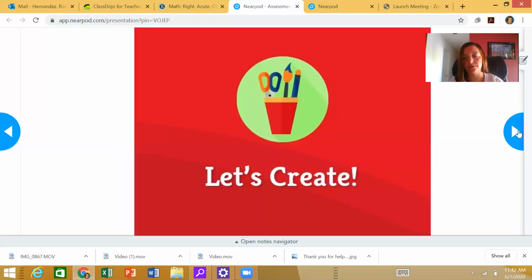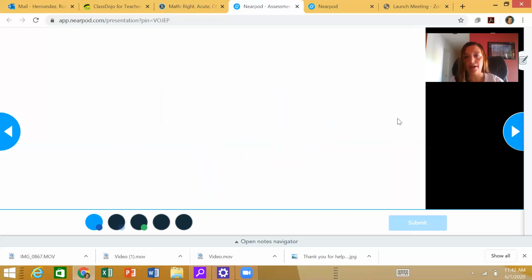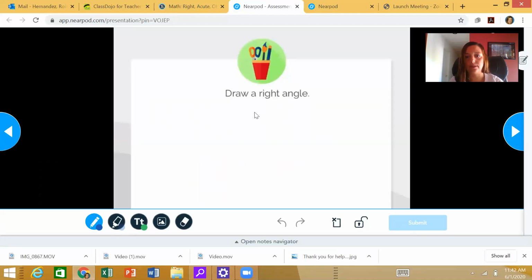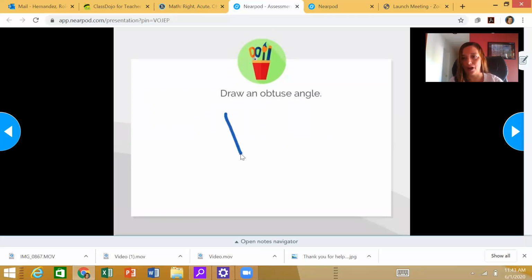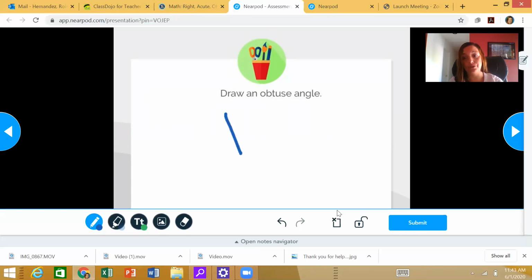So let's create. Draw a right angle. So on this draw it slide, you're going to draw a right angle and you are going to submit it. That's not a right angle, by the way. I just had to draw something so I could go forward. Draw an obtuse angle. So you're going to draw your angle that is obtuse, and then you're going to submit. Remember, you can go back. If you don't remember what an obtuse angle is, you can go back to the slides that show you that. And then you're going to submit it.